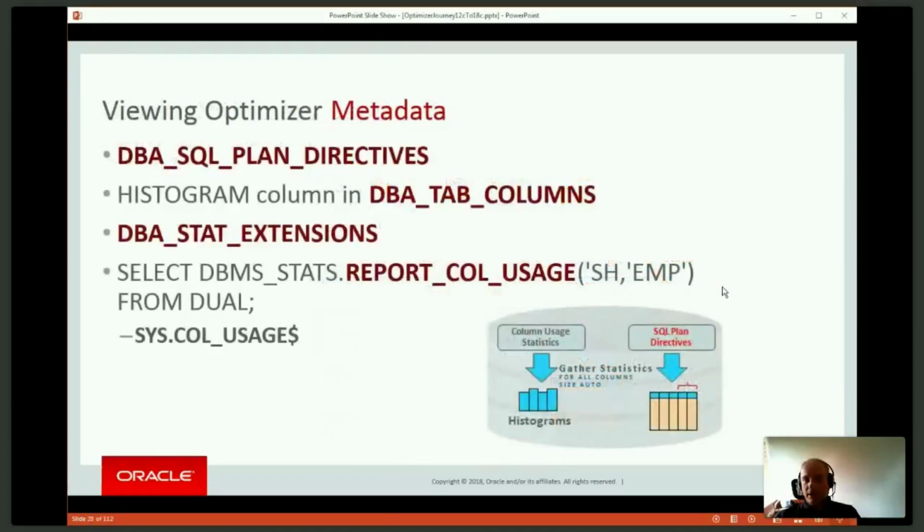Just so that you're aware, as a database administrator, for example, this is where the metadata can be seen. So if you're using 12c, you can see that metadata. And be aware that it changes over time, because over time that metadata will evolve. So you can see them saying DBA SQL plan directives. You will see the SQL plan directives being gathered there.